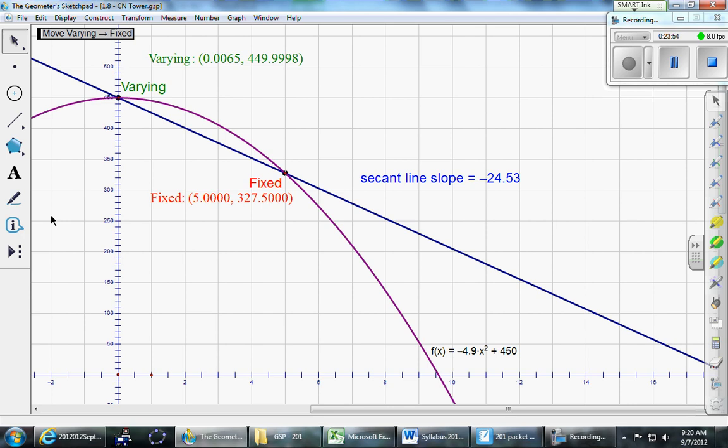The purple thing is negative 4.9 x squared plus 450. That was our height function. So the purple thing, okay, it's not the path of the ball. What is the path of the ball? It's straight down. Why does it look like it's going to the right? This is time here on the bottom. Time is passing. The ball is just going straight down, according to this.